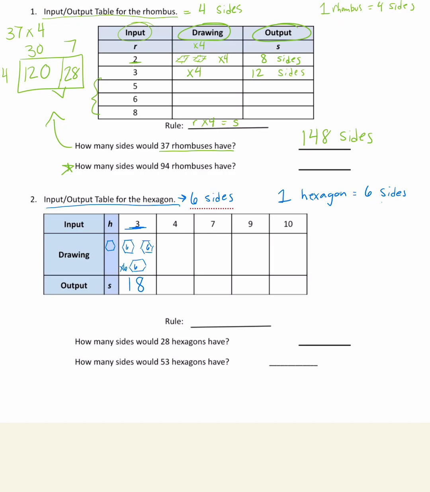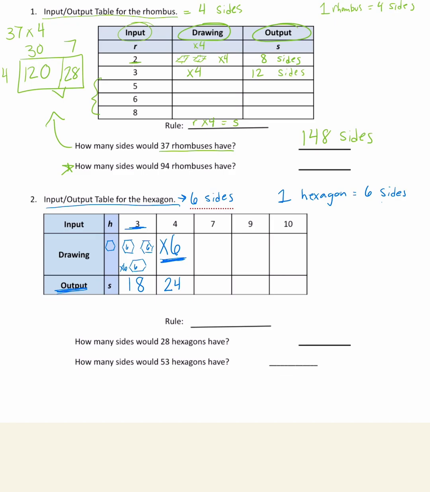Okay, so same thing in my 4. If I had 4 hexagons, I don't have a ton of room to draw 4 hexagons, but I know 1 hexagon has 6 sides, so all 4 have to have 6 sides. Okay, and then, so my input was 4. I had 4 hexagons. My rule was this times 6 because 1 hexagon has 6 sides, so that means the second one will also have 6 sides, the third one will have 6 sides, and the fourth one will have 6 sides. Okay, and to get my output down here, I have to apply my rule, so this times 6 to my input. Well, 4 times 6 is 24.